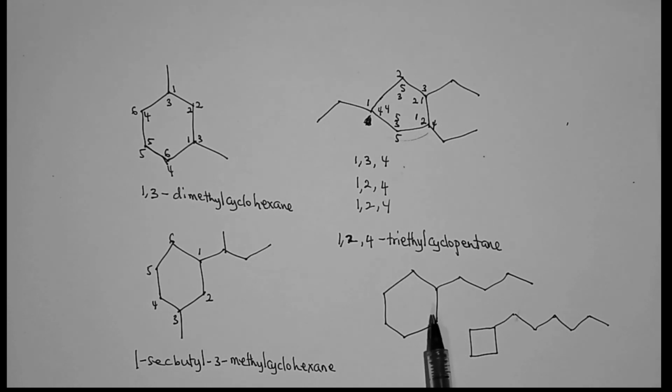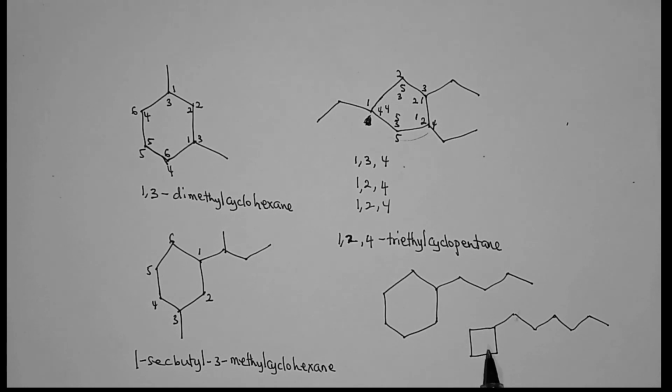Now, anytime you have an organic molecule, specifically an alkane, where the number of carbons on the cyclic ring is greater than the number of carbons on the straight chain, then the parent chain becomes the cyclic ring. So you name it as a cyclic compound.